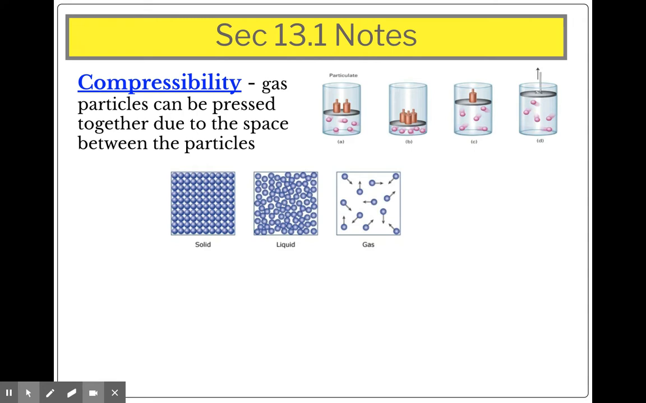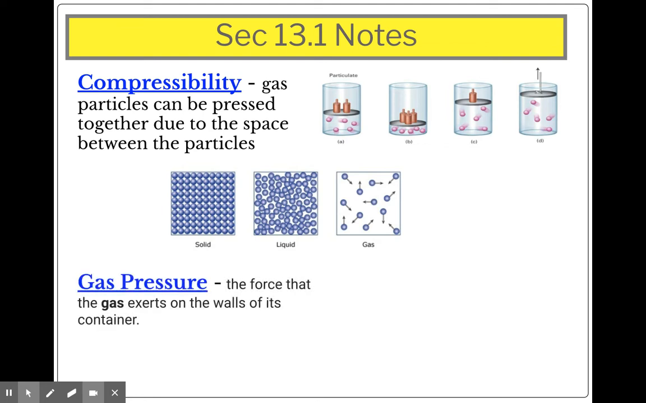So here are a few terms that you'll hear used for gases. Gases have a property called compressibility. So gases can be compressed. Compressed means to squish down or to be pressed together. Gas particles can be pressed together, and that is because if you compare solid, liquid, and gas, gas particles are farther apart. They fill the space of the container, so there's more space for them to be pressed together. So gases are compressible.